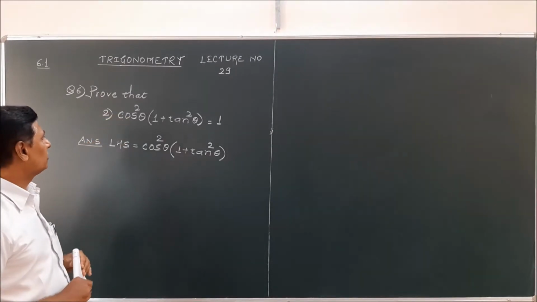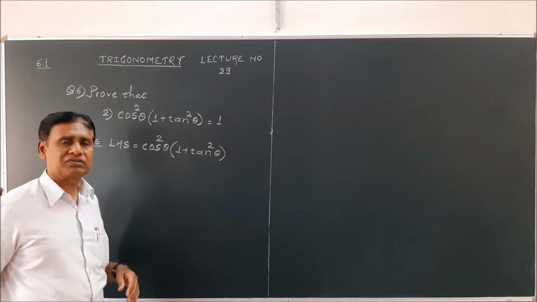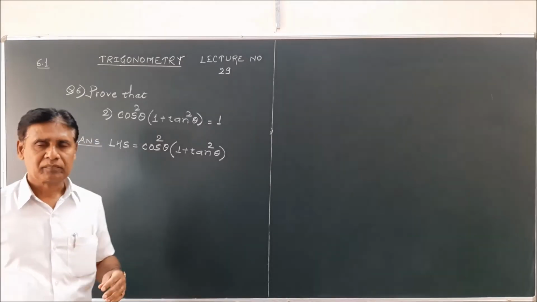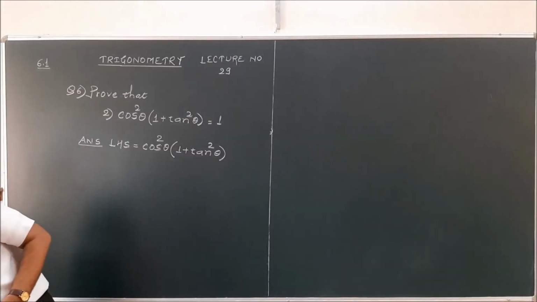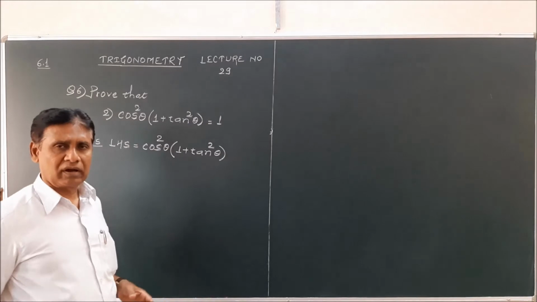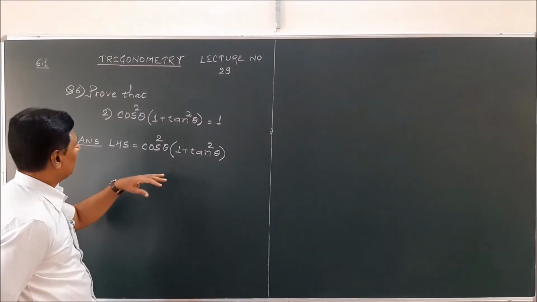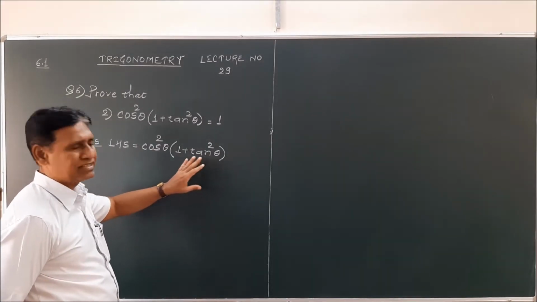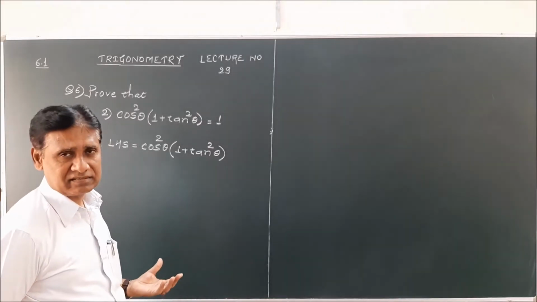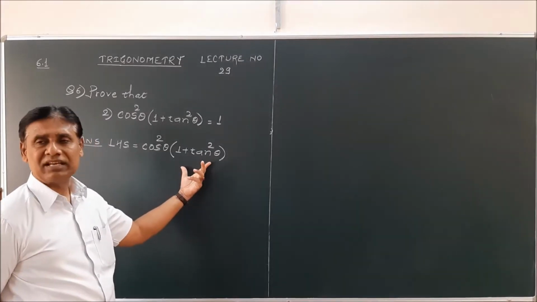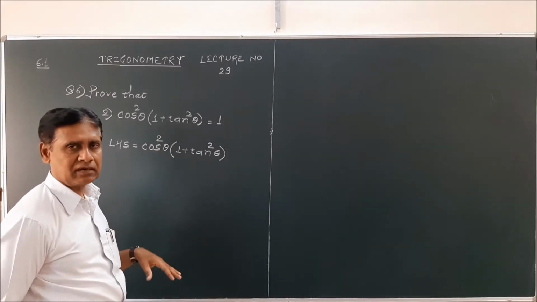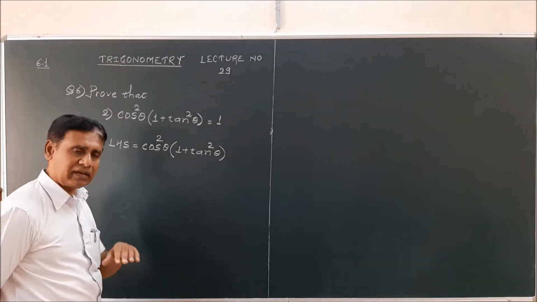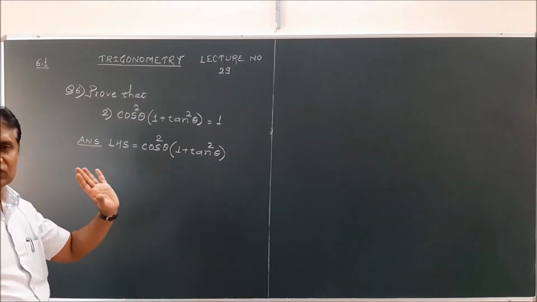Prove that cos square theta into 1 plus tan square theta is equal to 1. Now you may think it's a very simple sum. And you are also correct in one way, because you will find 1 plus tan square theta is an identity. 1 plus tan square theta is sec square theta. Sec square theta is 1 upon cos square theta. Cos square theta will get cancelled. You will get right hand side as 1.